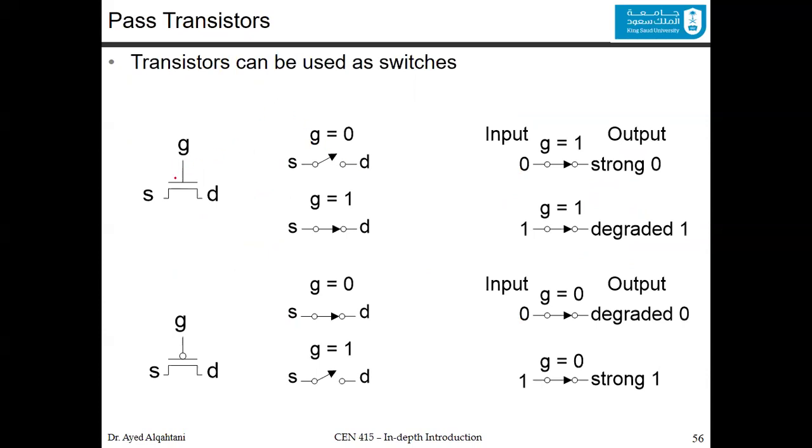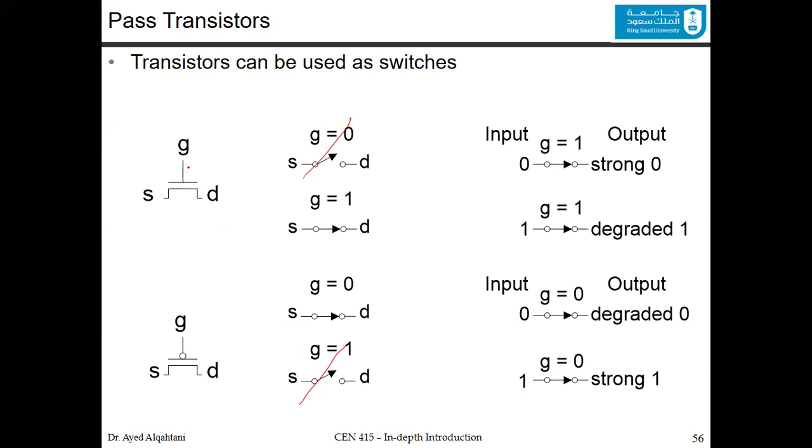Now, we call the NMOS and the PMOS a category or classification of pass transistors, because they really pass the value between the source and the drain based on the value of the gate. So if the gate is 0, there is no connection. So let's take this out. This is for the NMOS. For the PMOS, if the gate is 1, it is off. So let's take it out.